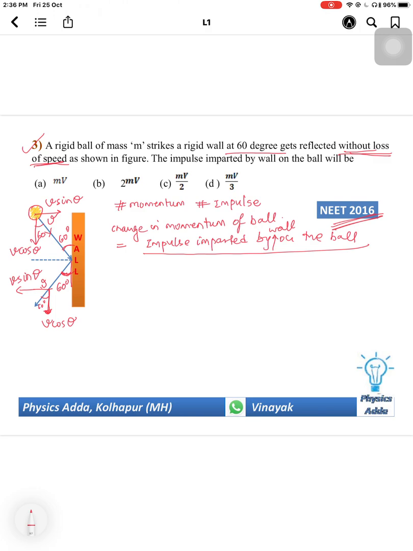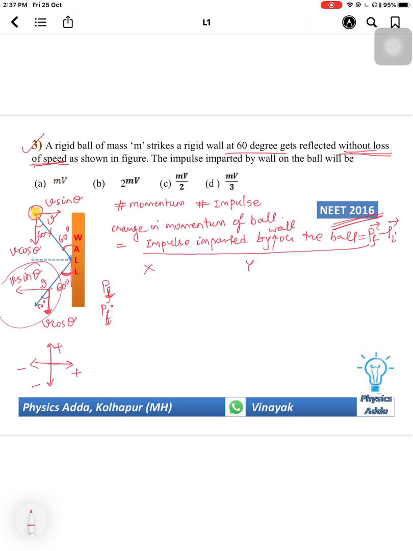So I will be writing it like this: x component, y component, p initial and p final. Because this change in momentum will be what? p final minus p initial. Okay, what will be p initial? Or p final I will first write, then I will write p initial. What is p final? This one. So I will be assuming coordinate system like this. Here will be positive, positive, here will be negative, negative.